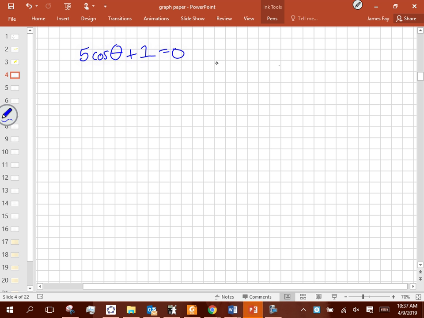All right, so the first thing we're going to do is subtract 1 from both sides, right? So 5 cosine theta is equal to negative 1. Now divide both sides by 5. All right, so now, with this situation, we don't know what negative 1/5 is or where negative 1/5 is on the unit circle, right? So here we have to grab our calculator.